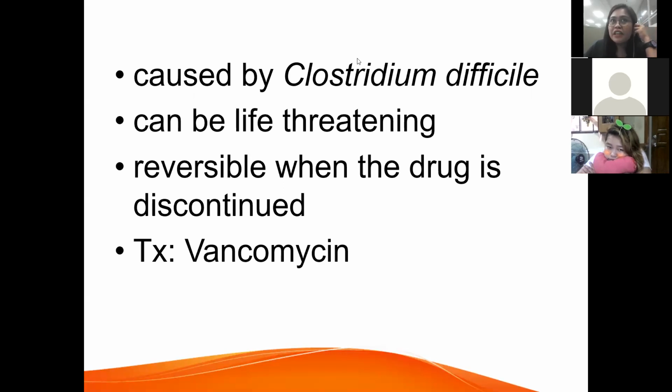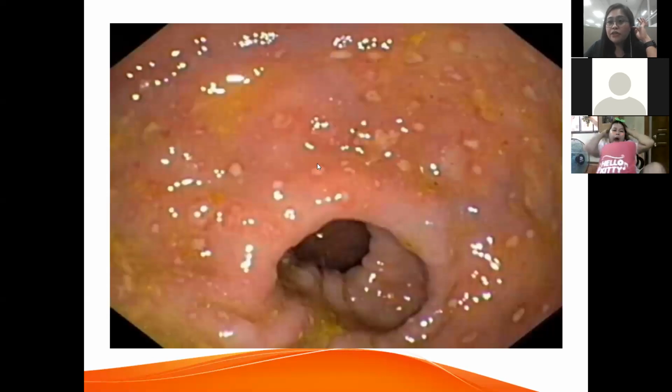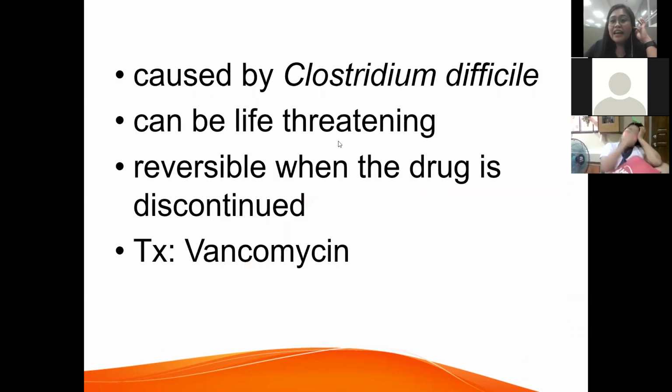However, during the course of treatment with clindamycin, if ever there will be overdose, other microbiota or normal flora will be killed except for the Clostridium difficile, and that's the time it will become an opportunistic pathogen. And once na siya na lang yung maiwan, that's the time na mag-cause na siya ng pseudomembranous colitis. Now this one is life-threatening. It can cause severe diarrhea. However, the good thing here is we can reverse the pseudomembranous colitis just by discontinuing the treatment.